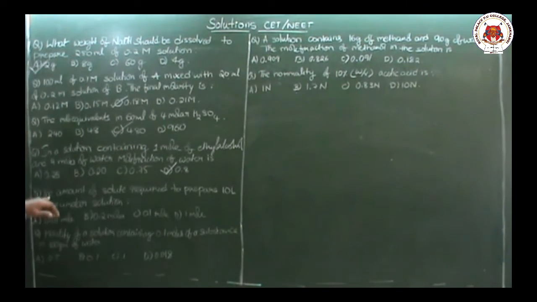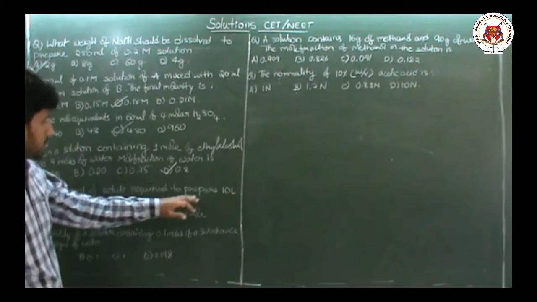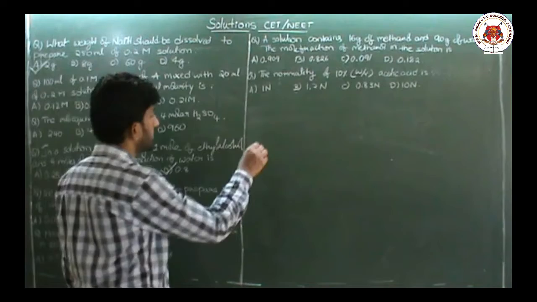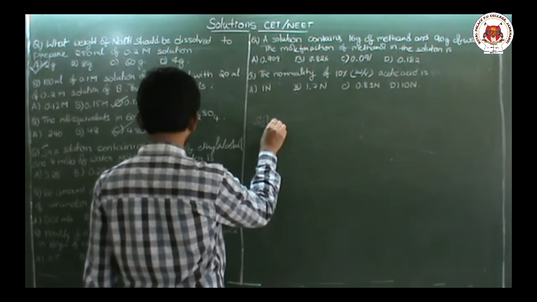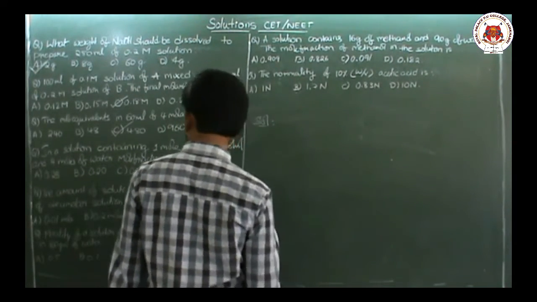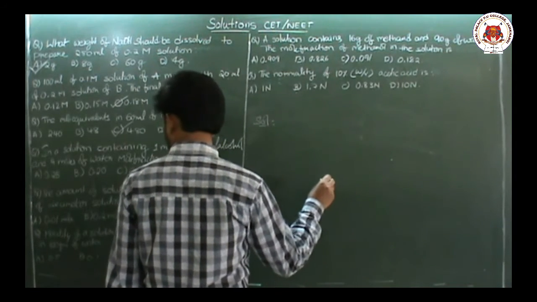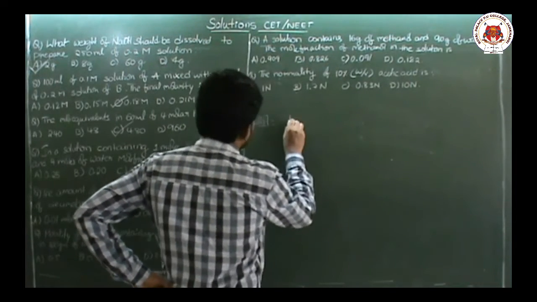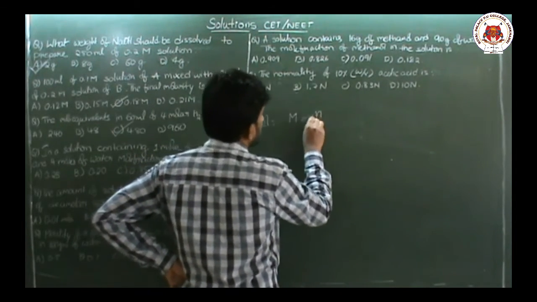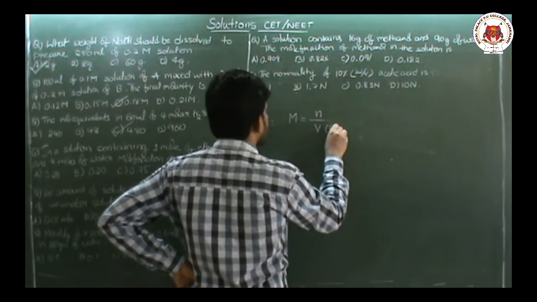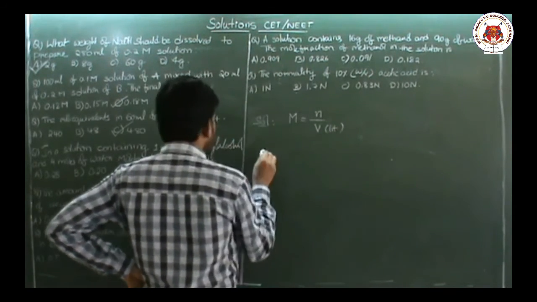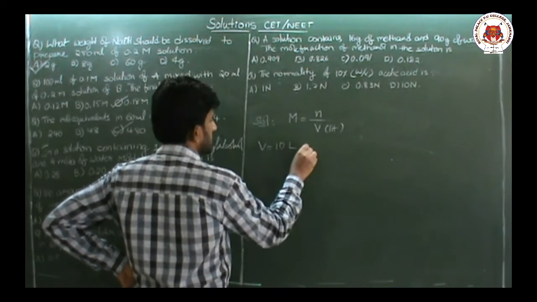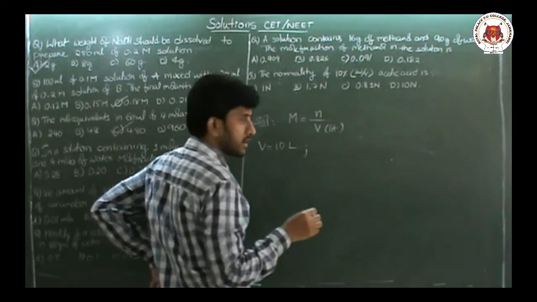Next question is, the amount of solute required to prepare 10 liters of decimolar solution, and the amount of solute is given in moles. Now you know that molarity is equal to number of moles by volume in liter. Volume is given as 10 liters. And they are saying it is a decimolar.